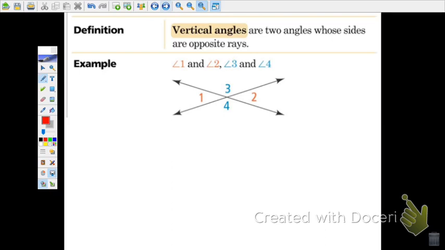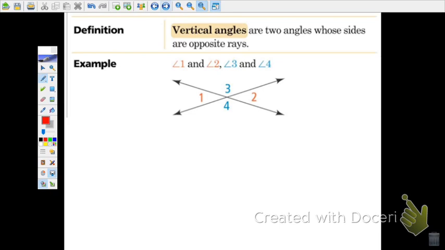So when we're talking about vertical angles, when we have those two lines that intersect, angles 1 and 2 are vertical angles. They're not adjacent. They don't share any sides. Angles 1 and 2 are vertical. Angles 3 and 4 are vertical. They're not adjacent to each other. Using what we know about supplementary angles, which we just talked about, we can determine something more specific about vertical angles and their measures.